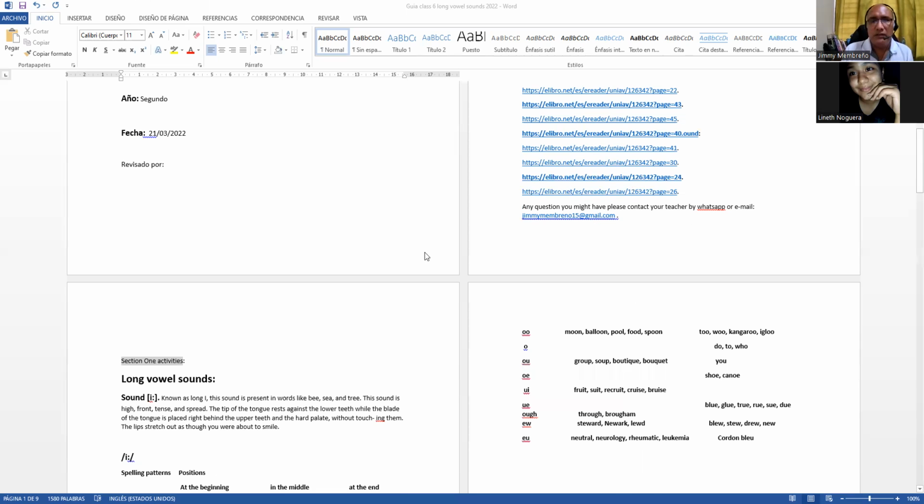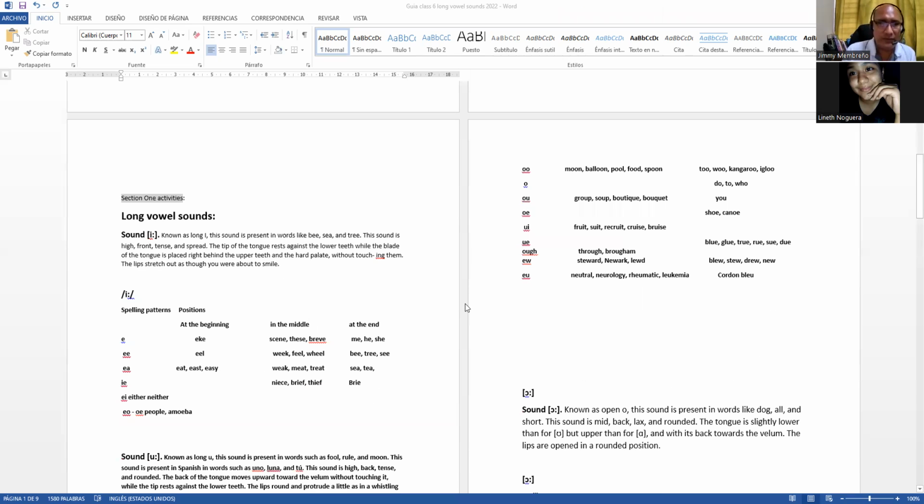Okay, so let's start. So long vowel sounds. Okay, like I said before, there are 5 long vowel sounds. We will start with the sound E, the long E sound. And right here, you have the definition of the long vowel sound and how this one is produced. Okay, so it says the sound E, known as a long E. This sound is present in words like be, see, and tree.